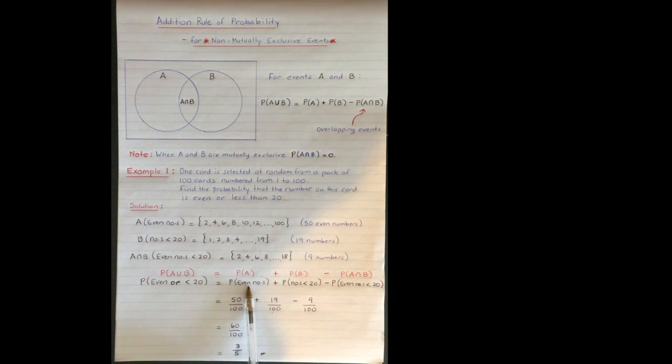The probability of getting an even number would be 50 out of 100 because there are 50 even numbers and there are 100 cards to choose from. So 50 out of 100, plus the probability of getting a number less than 20, which is 19 out of 100, and then subtract the probability of getting an even number that is also less than 20. There are 9 of those out of 100. When you do the calculation, you get 60 out of 100, which simplifies to 3/5.